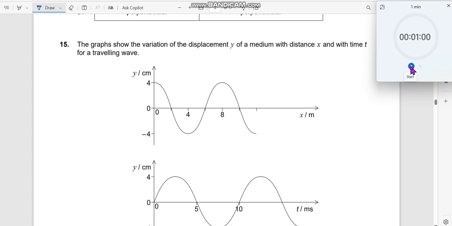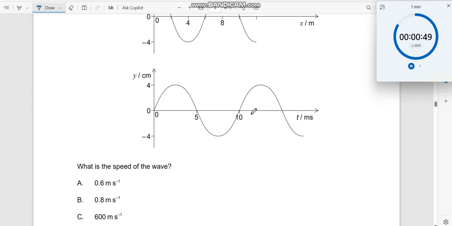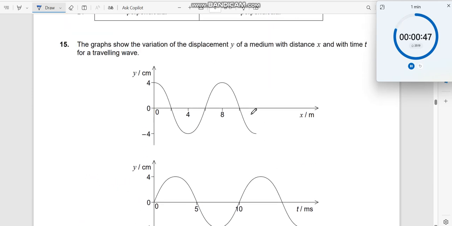Okay, question number 15. The graph shows the variation of displacement y with distance x and with time t. Both of them are given. So what is the question now? The question is, what is the speed of the wave? So now we need to find the speed. What is speed? Speed is given by v equals f lambda of a wave, right?